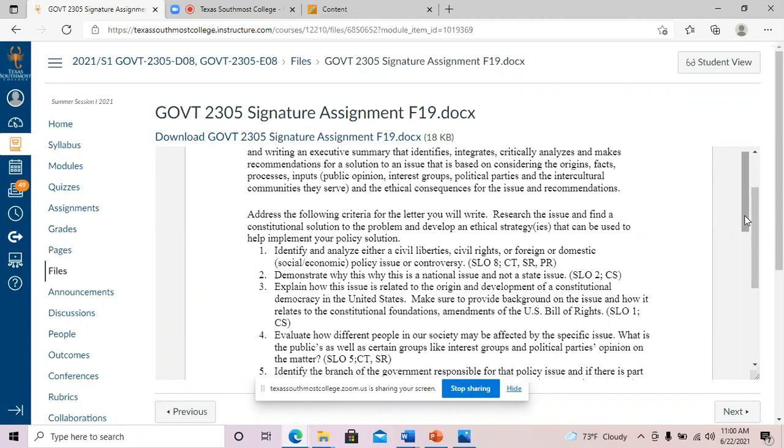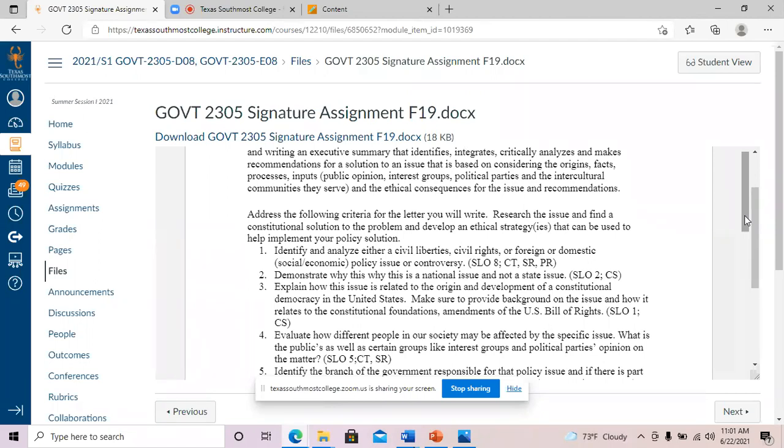Address the following criteria for the letter you will write. Research the issue and find a constitutional solution to the problem, and develop an ethical strategy that can be used to help implement your policy solution. So what you're going to have to do is a little bit of research on the national issue that you're going to pick. From your research, you're going to come up with a solution to this problem. And through that solution, you're also going to come up with an ethical strategy that will be used to help put that solution into practice.